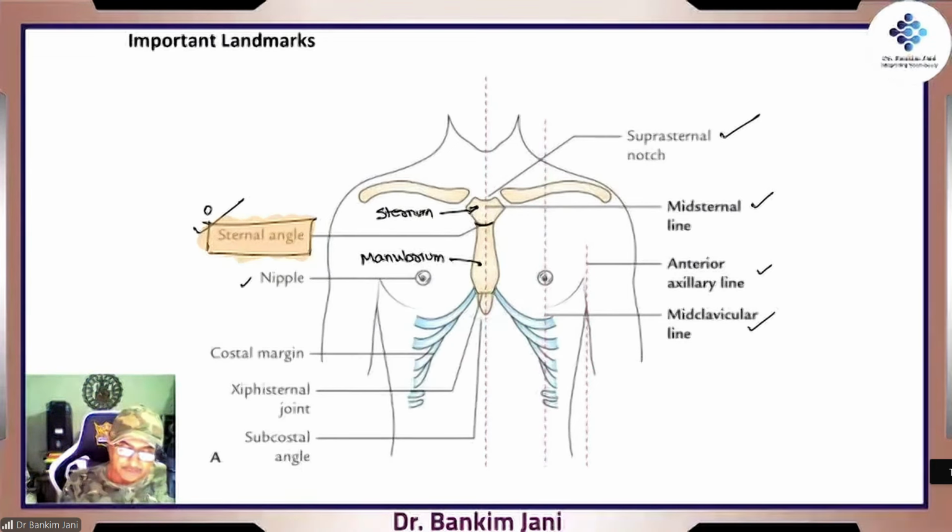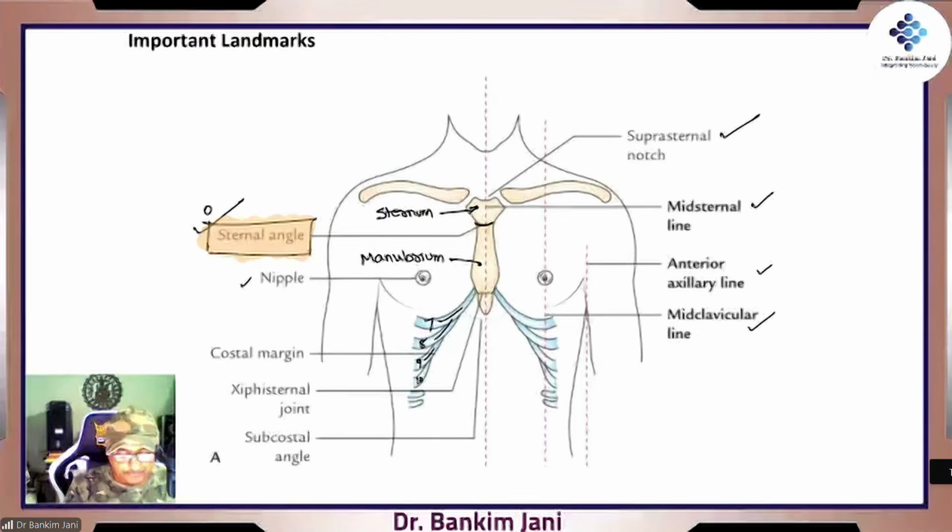Costal margin, we talked about it last time. This is rib number 7, and this is the costal cartilage. So rib number 8, rib number 9, rib number 10, they all would be merging. See, this is 7, then 8, then 9, then 10. They all will be merging, and this level is what is called the costal margin.